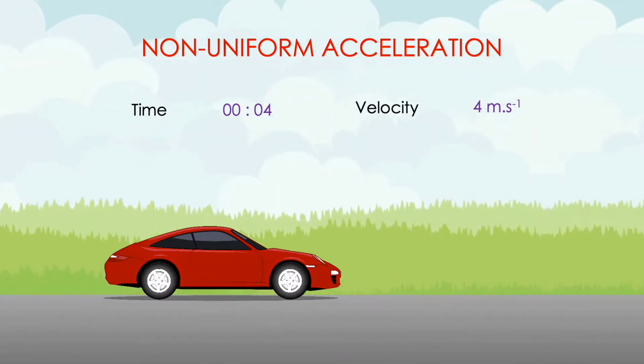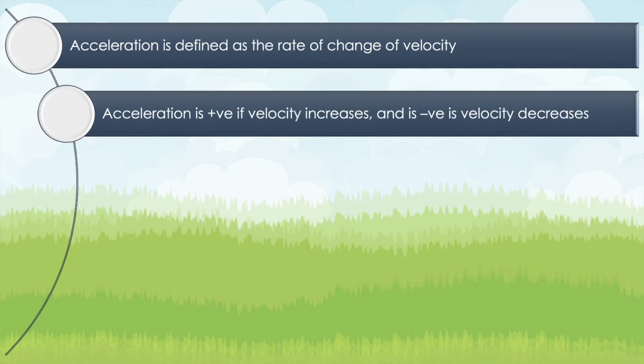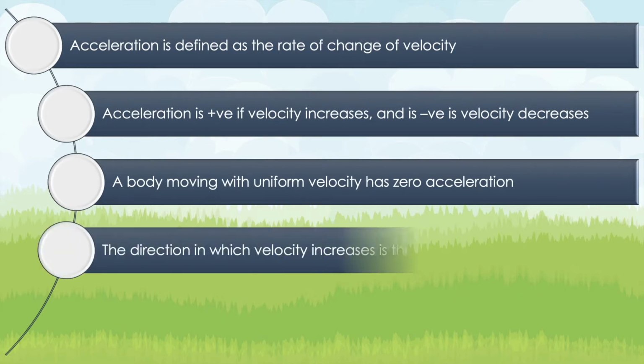And now, the summary of this video. Acceleration is defined as the rate of change of velocity. Acceleration is positive if velocity increases and is negative if velocity decreases. A body moving with uniform velocity has zero acceleration.